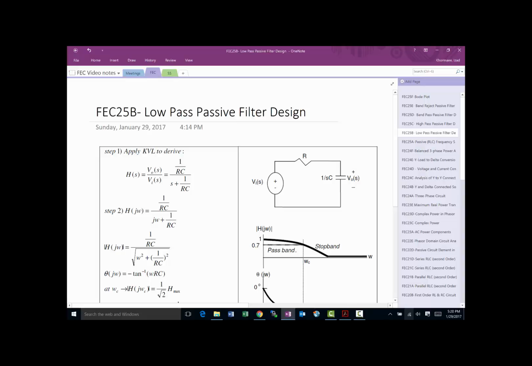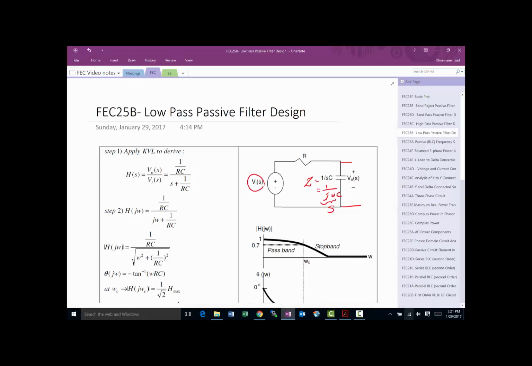Now, let's walk through an example of a low-pass filter. This would be your input signal coming in, and you are looking at the voltage across the capacitor as the output. This is redrawn in the phasor domain. The impedance of the capacitor is written 1 over SC. We used to write it as 1 over j omega C, and j omega is referred to as S, a shorthand.